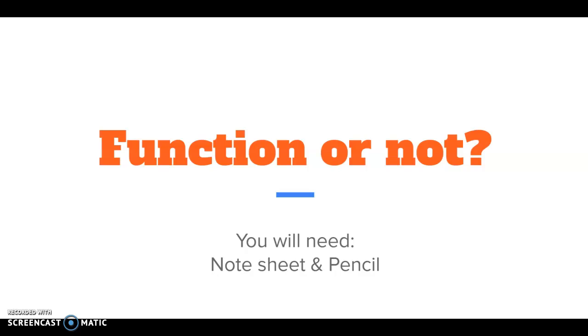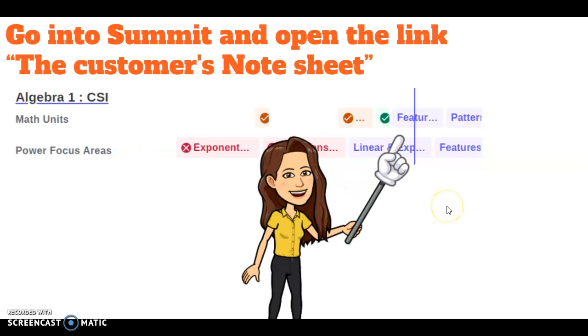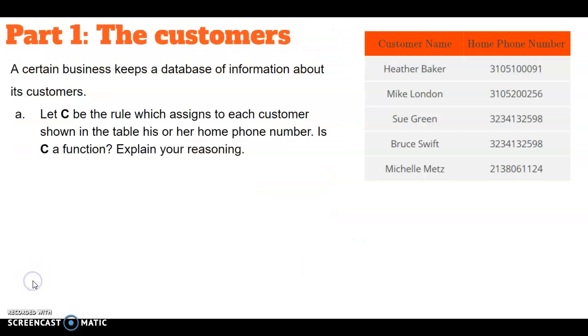So we'll see as we go through the slides, but what you're going to need to do is go into your Summit and click the link. So when you go into features of functions, you're going to go down where it says customer note sheet, and it's going to be right below the one from the other day. So it should be labeled functions or not. And when you click it open, it should say customer note sheet. All right. So when you open it, it should look something like this.